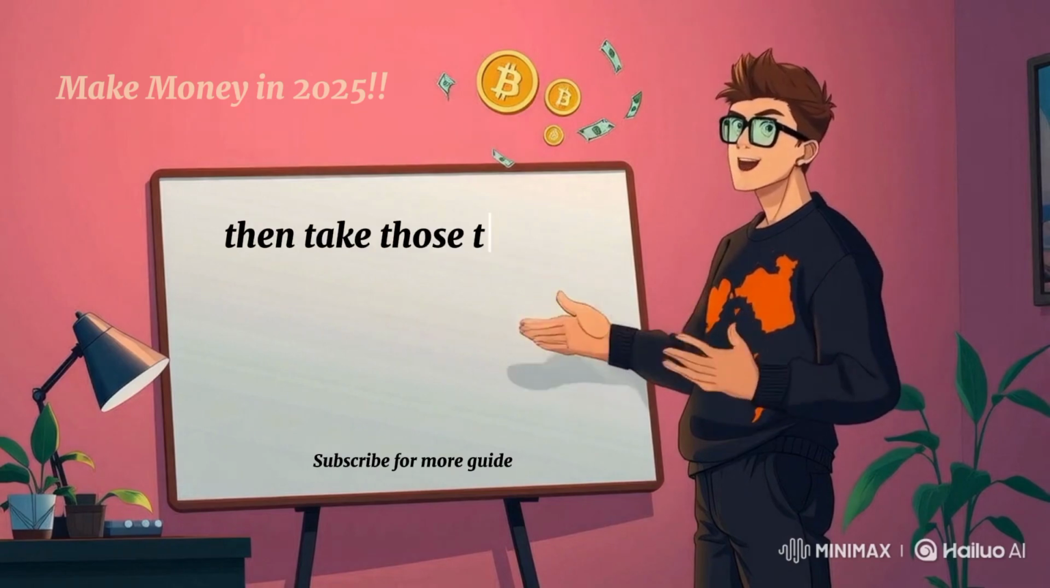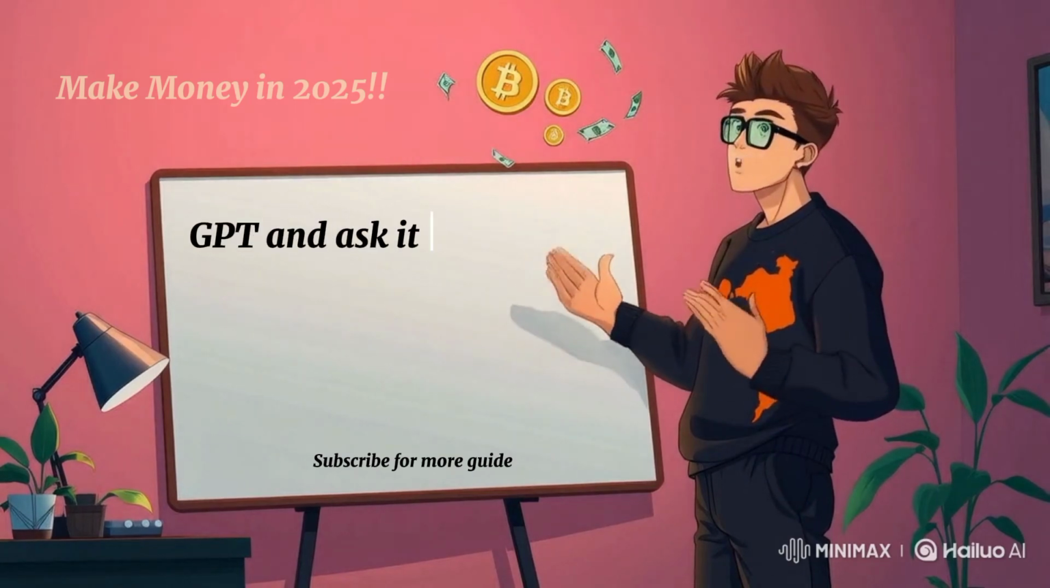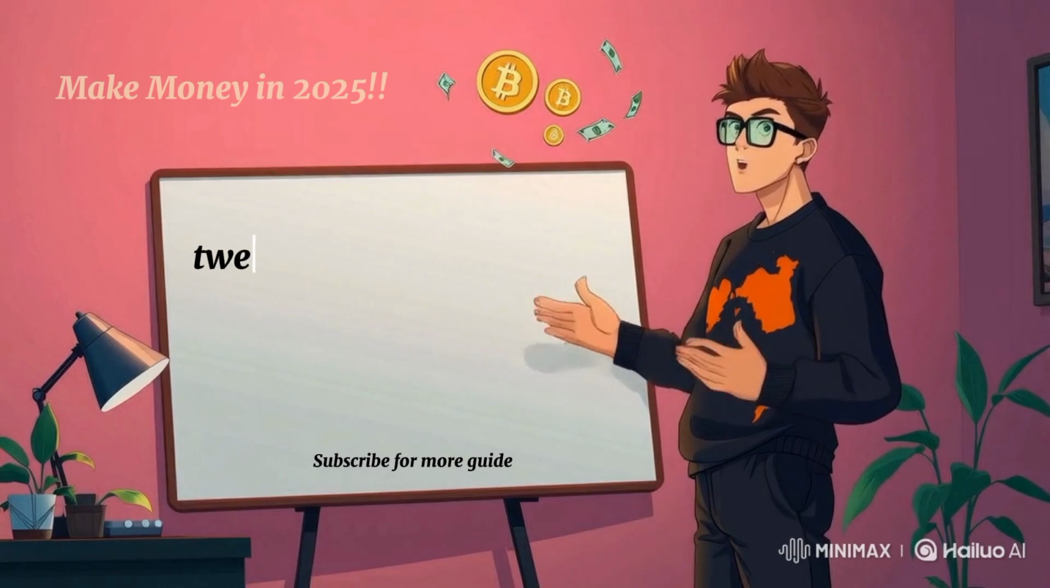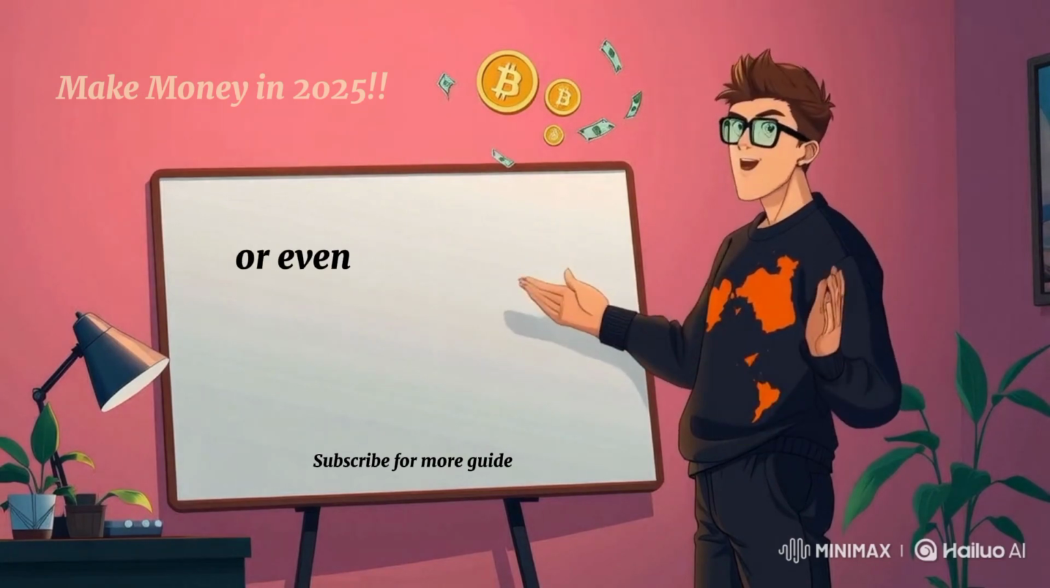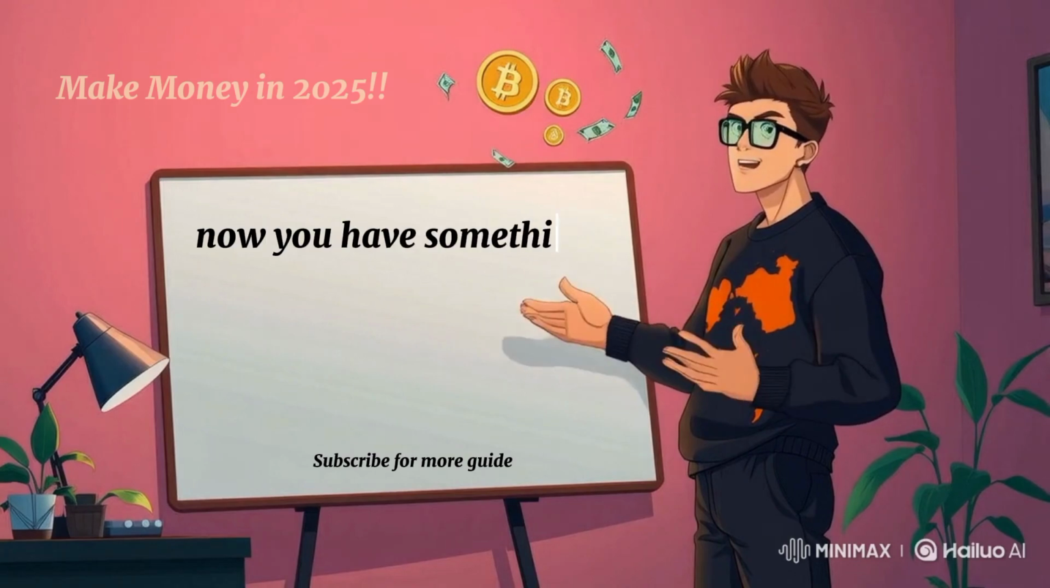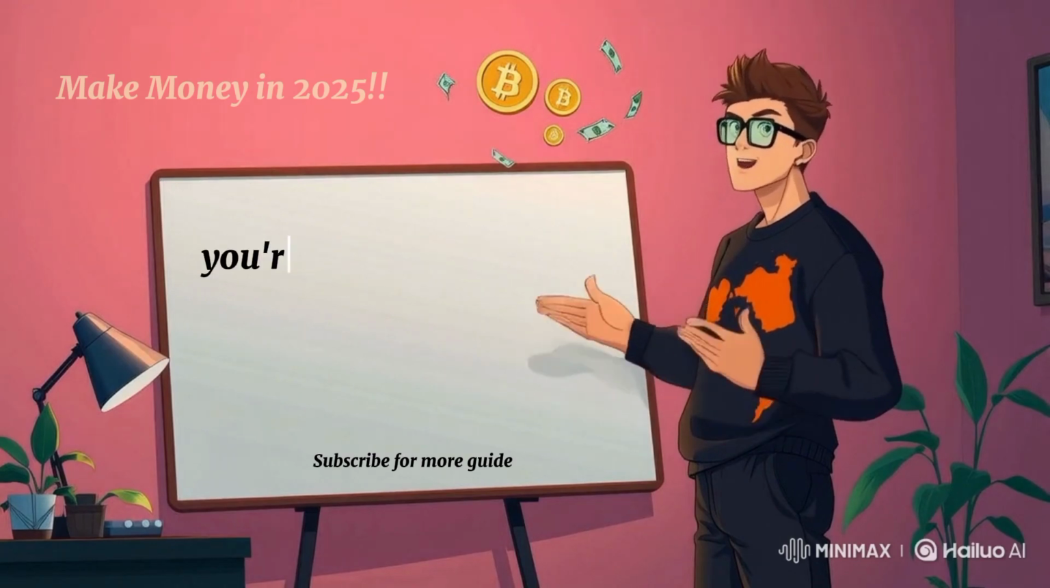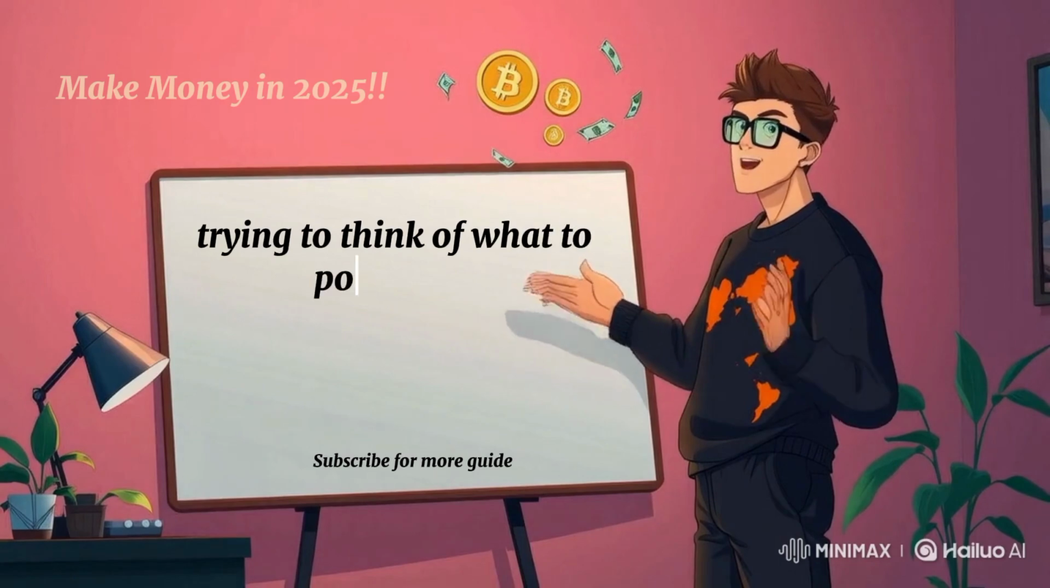Then take those topics, plug them into ChatGPT, and ask it to give you content ideas, tweet threads, video hooks, or even a basic script. Now you have something valuable, fast. You're not wasting hours trying to think of what to post or sell.